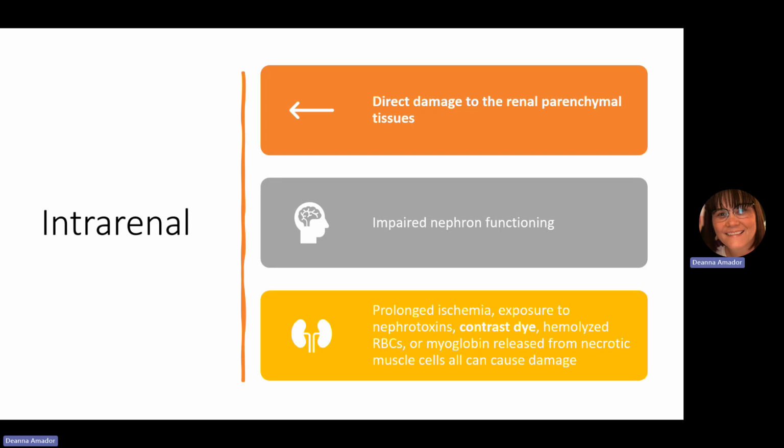Another example could be contrast dye that they use with imaging studies. If you have hemolyzed red blood cells, these bigger blood cells can cause damage to the kidneys. Myoglobin, if you have necrotic, like if you have someone that goes into rhabdo or something, where they have a wasting of the muscle there and production of myoglobin, these are big cells that can clog up the kidneys and cause this intrarenal damage.